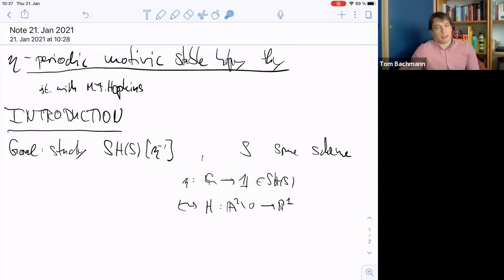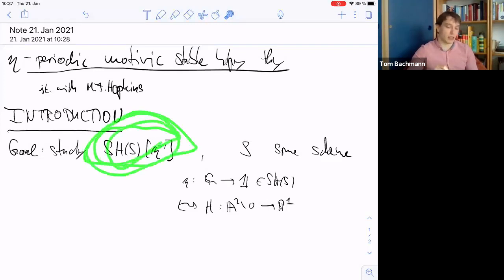And well, it's not obvious that this category is even nonzero, but for example, Morel proved that if S is a field, then pi zero of the sphere in this category is the so-called Witt ring of that field, which is in particular not the zero ring ever, because it surjects onto Z/2. And so it's not obvious and maybe a bit surprising, but this category is not zero.